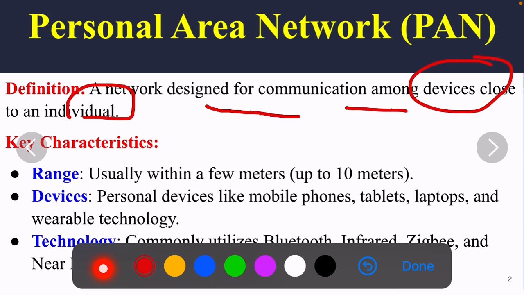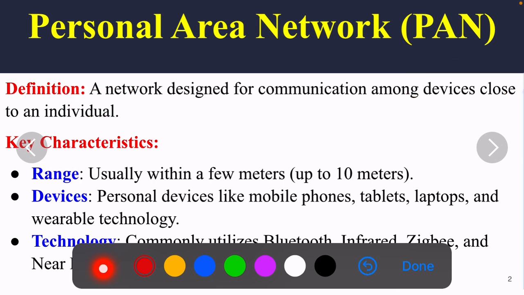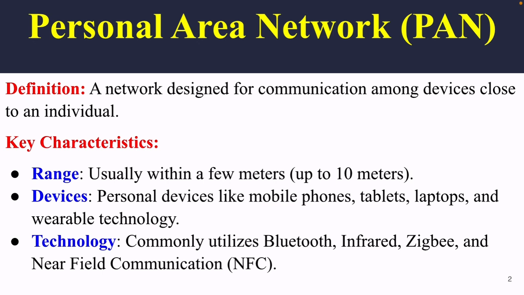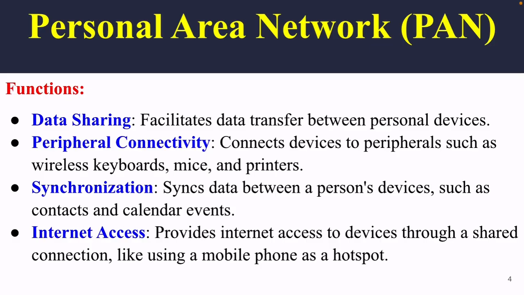Okay, so what are the characteristics of the personal area network? First is range, usually within a few meters, like up to 10 meters. What is the range of personal area network? The range is 10 meters. Then next is devices. Personal devices like mobile phones, tablets, laptops and wearable technology, we can connect with the help of personal area network. Okay, these devices we can connect with each other over a very short distance. Then next is technology. It commonly utilizes Bluetooth, infrared, Zigbee and NFC. So we will see all of these.